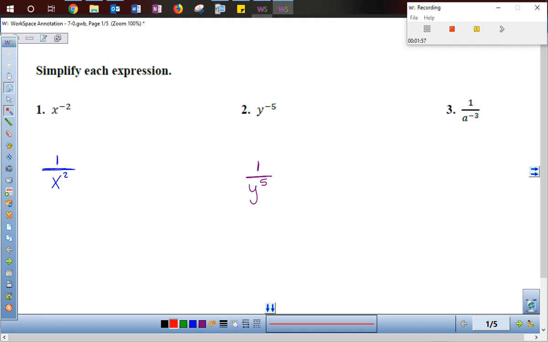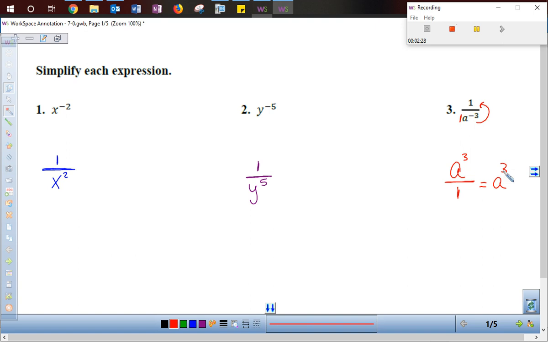On number 3, I have 1 over a to the negative third. Notice I have a negative exponent, so we can't have that. I want to move it to the other part of the fraction. So now I need to move it to the numerator. So if I move a to the negative third to the numerator, then it'll become a to the positive third. Now remember, this is still in a fraction, so I need to see what's going to be left in the denominator down here. Well, the coefficient was a 1, so that's what's going to be left. Then we can simplify that to just a to the positive third.